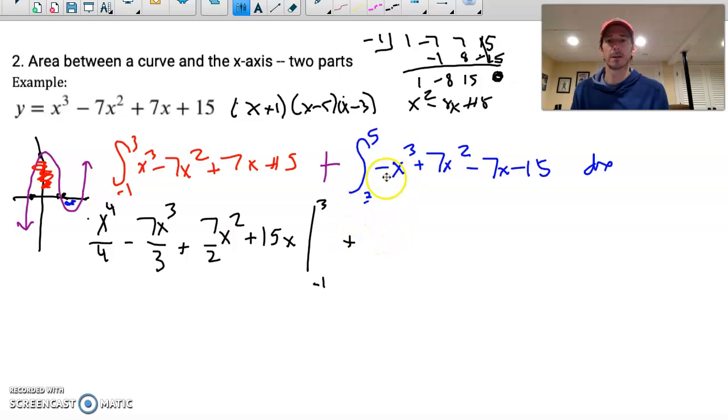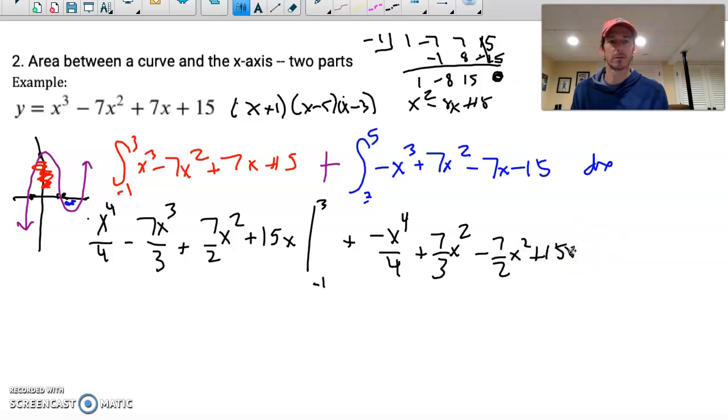Oh, and I lied. No, I'm not lying. I'm adding both areas. Sorry. Plus, I'm going to have, again, -x to the 4th over 4 plus 7/3 x cubed minus 7/2 x squared plus 15x. You guys are pretty good with those types of integrals.